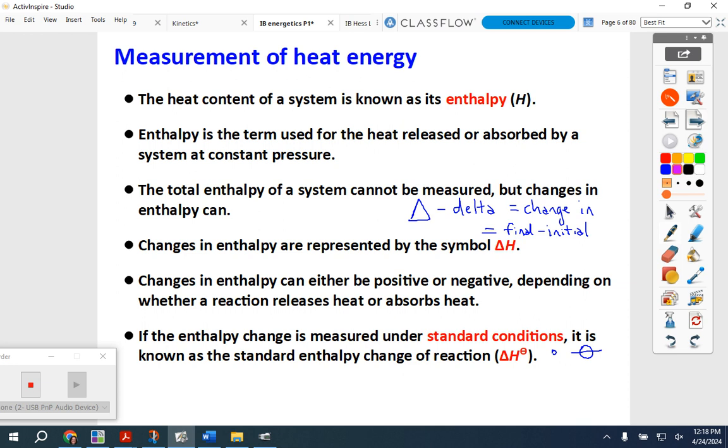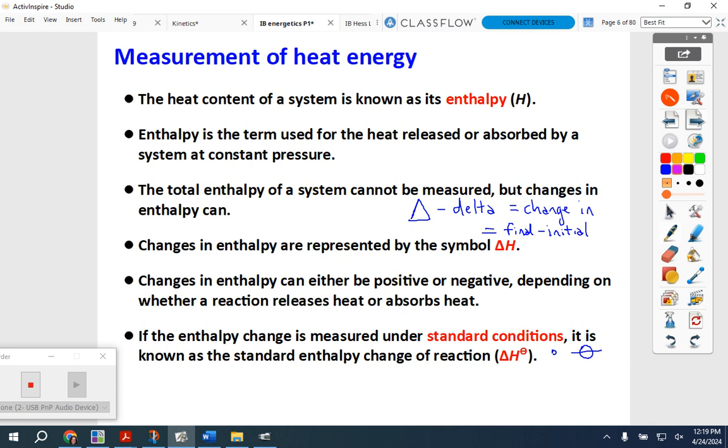Enthalpy is H, and change in enthalpy is delta H, the triangle. It's change in, meaning final minus initial. It's the same thing when you see delta T, change in temperature, from the end minus the beginning. You can have positive changes in enthalpy or negative changes in enthalpy depending on whether heat is coming into the reaction system, absorbing heat, or if it's going out of the system.